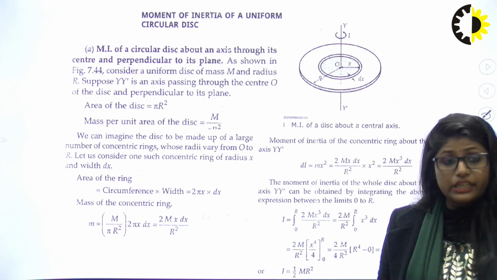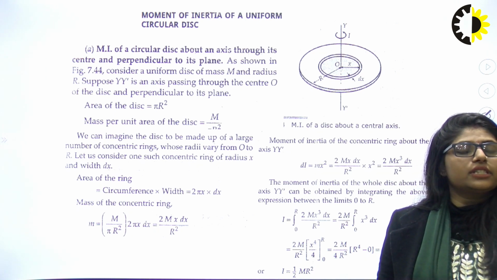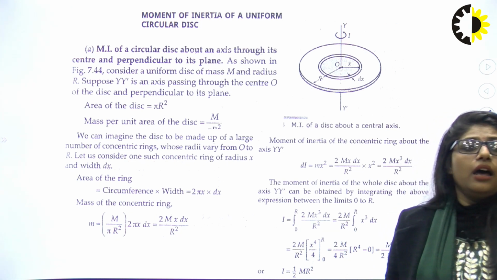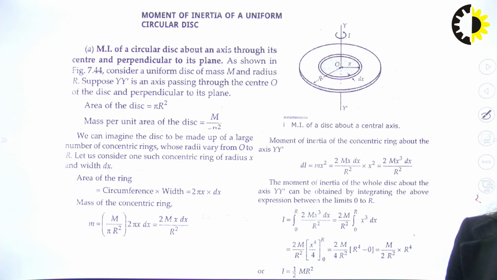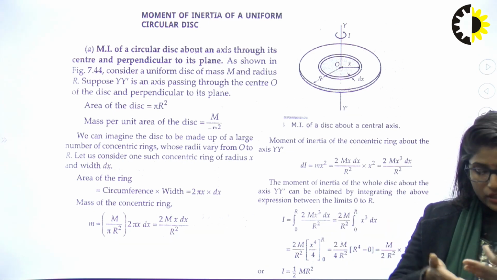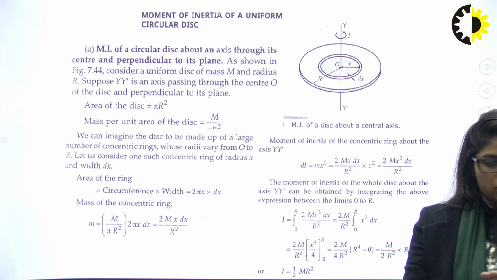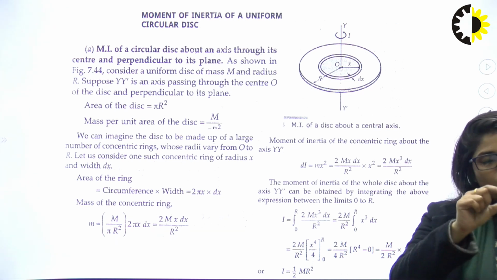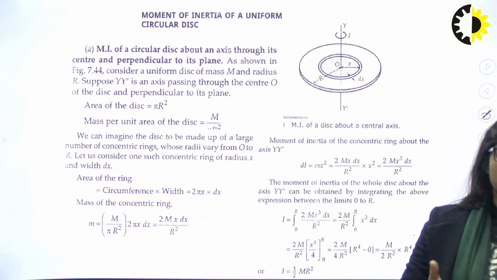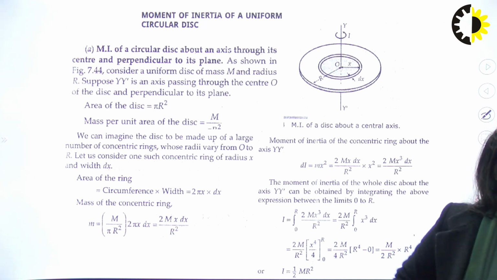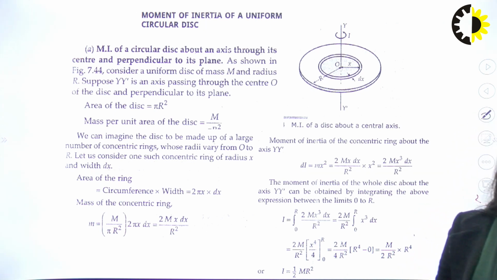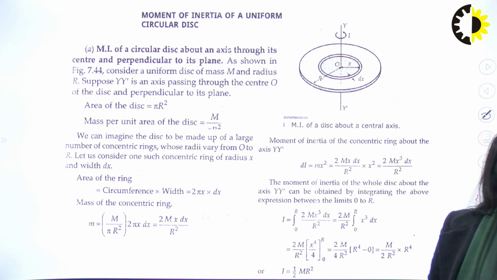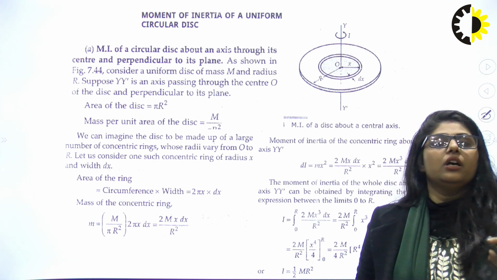Now, first of all, we start with the circular disc. The moment of inertia of a circular disc about any axis through its center and perpendicular to its plane. See, a circular disc is like a CD. You use a CD in a DVD player. That CD has a hole in between, but you don't consider it. It is simply a plate, like a plate. As shown in the figure, this is a circular disc. We need to find the moment of inertia of that whole circular disc.